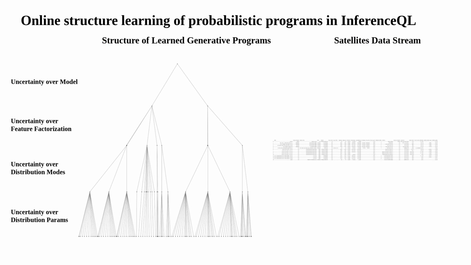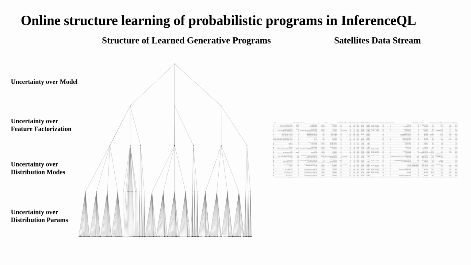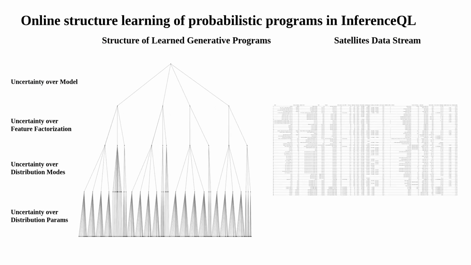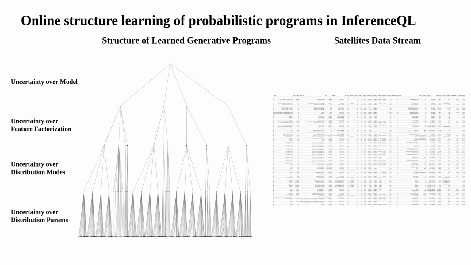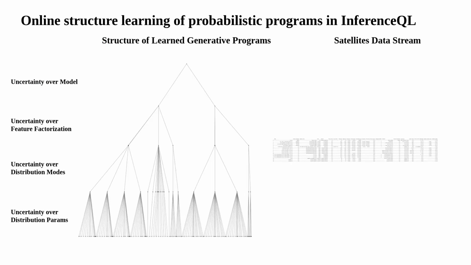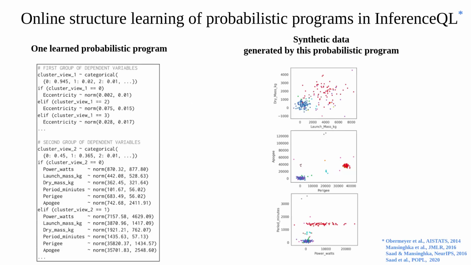But for such data, InferenceQL provides automation for synthesizing models using online non-parametric Bayesian structure learning of probabilistic programs. The left shows a visualization of different aspects of the learned structures. We see how the structure evolves with data from the satellites table streaming in. The result is a learned probabilistic program. On the right, we see new synthetic data generated by executing this program.